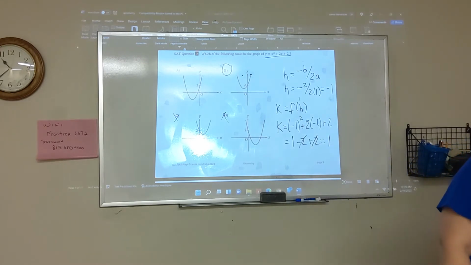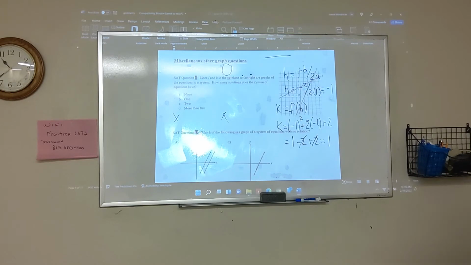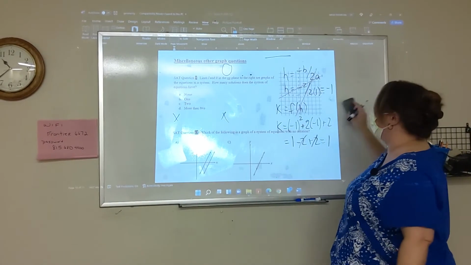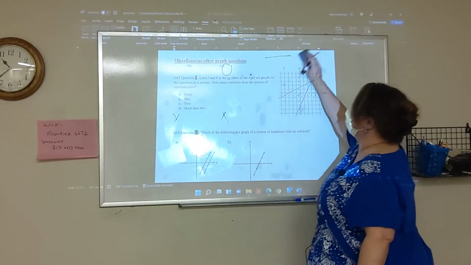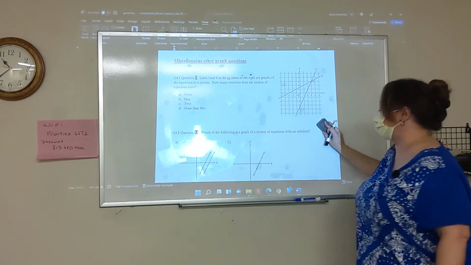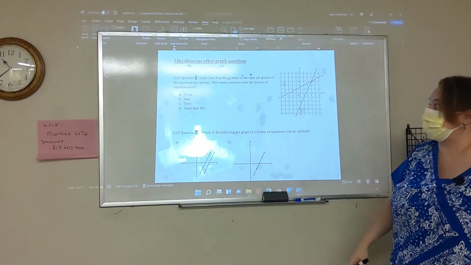Again, those are the two types of parabola equation problems you might encounter on your SAT. ACT, you won't see them. You'll see quadratics on your ACT, but you won't be asked parabola questions like that. So, miscellaneous other graphing questions, these go pretty quick.